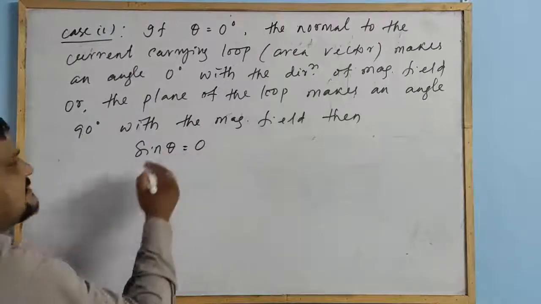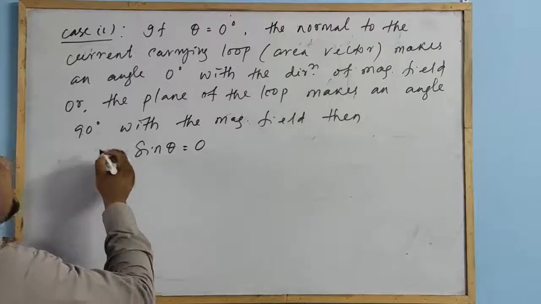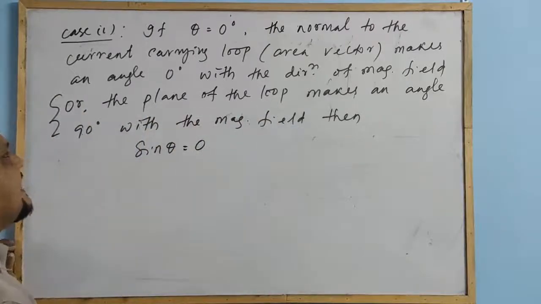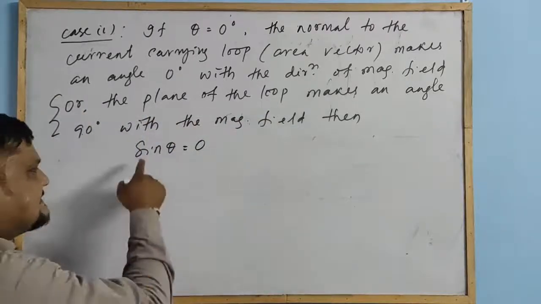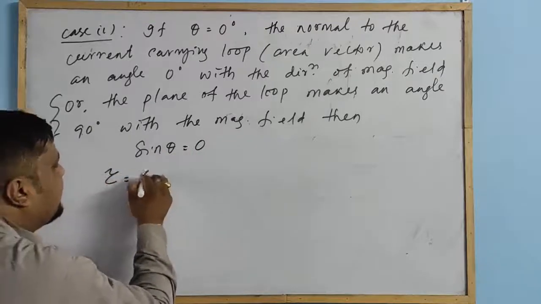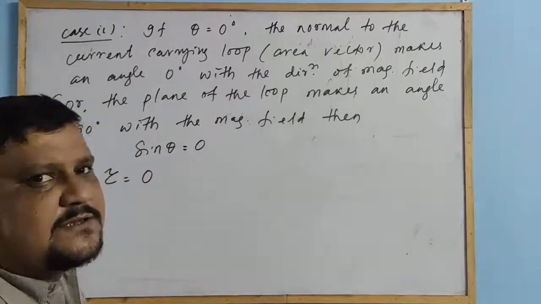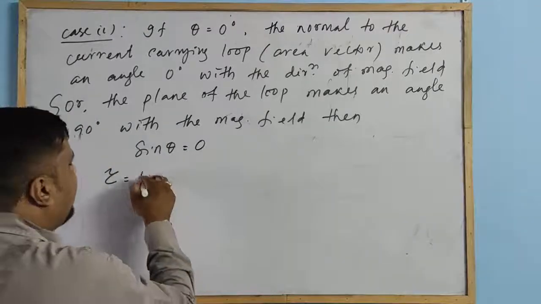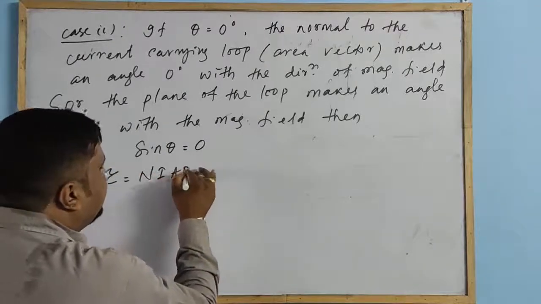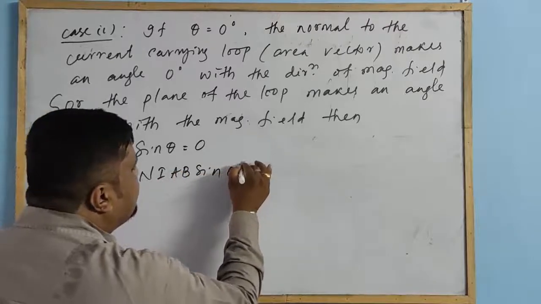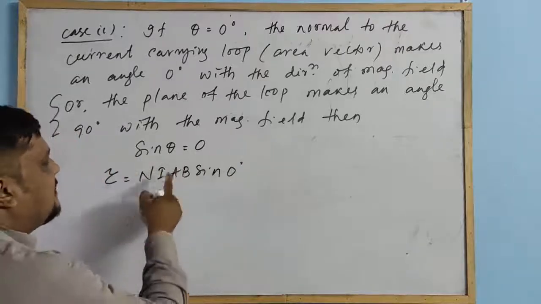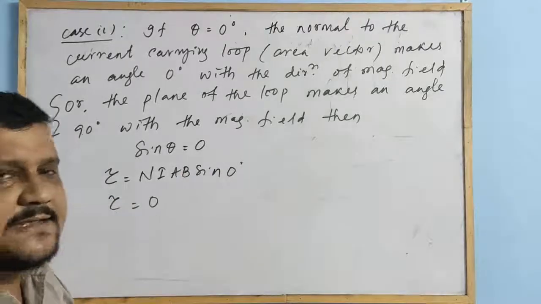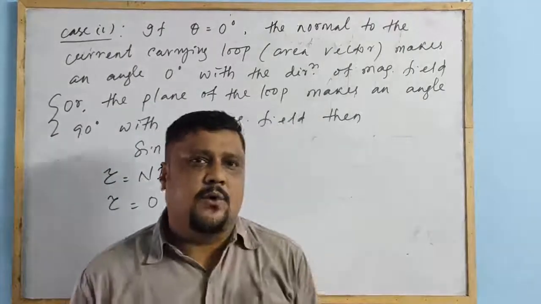So theta means the normal of the current carrying loop makes an angle 0 degree with the magnetic field. Then sin theta is equal to 0. Or the plane of the loop makes an angle 90 degree with the magnetic field, then sin theta is equal to 0. So tau is equal to 0. There is no torque acting on the loop because tau is equal to NIAB sin 0 degree, and sin 0 degree is 0. So tau is equal to 0.